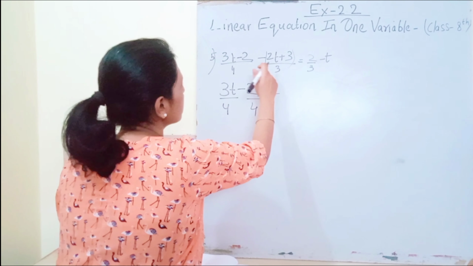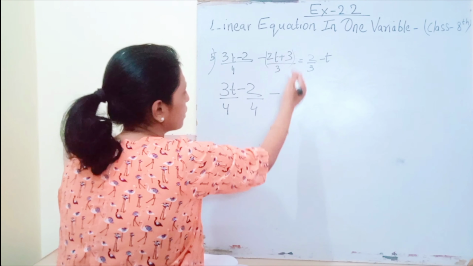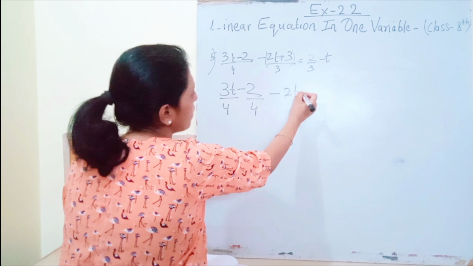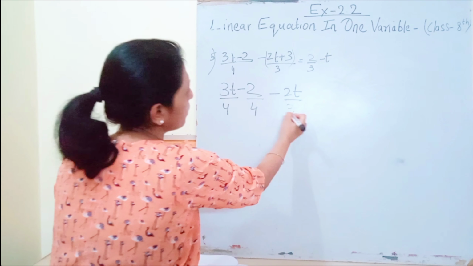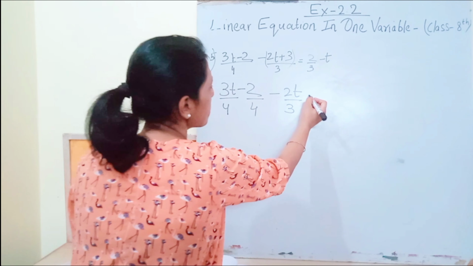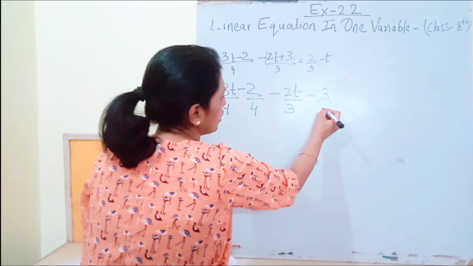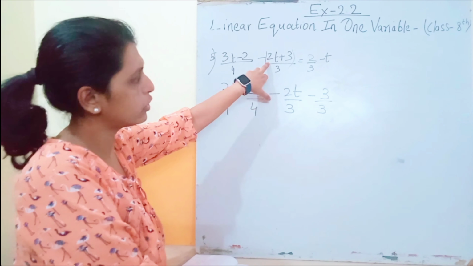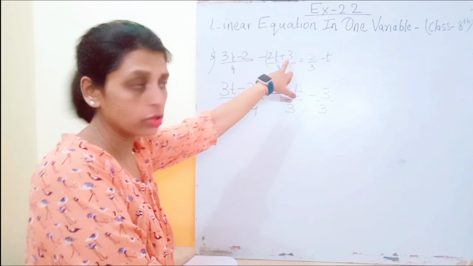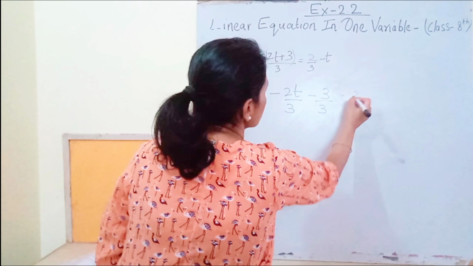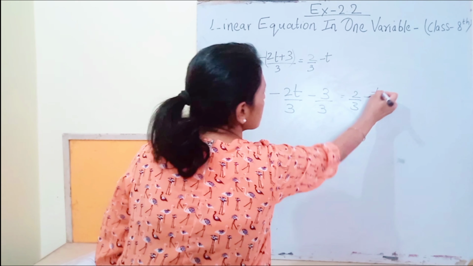Now minus, when the bracket opens, plus minus will become minus, so it will become upon 3. Now minus plus minus, so this will be 3 upon 3. I told you 3 is the denominator of this term also and this term also, is equal to 2 upon 3 minus t.